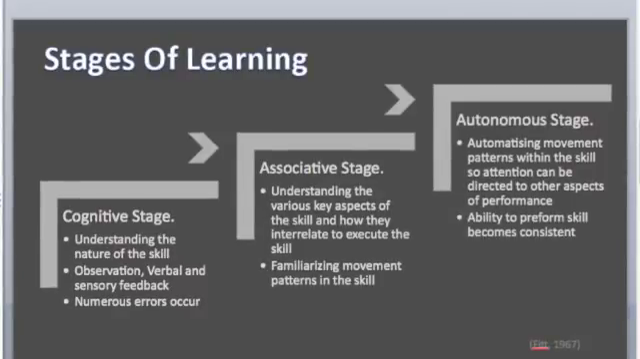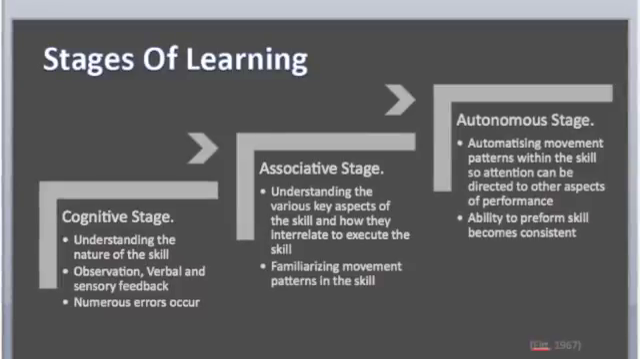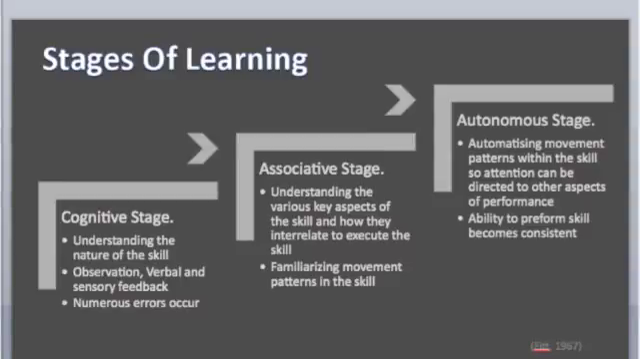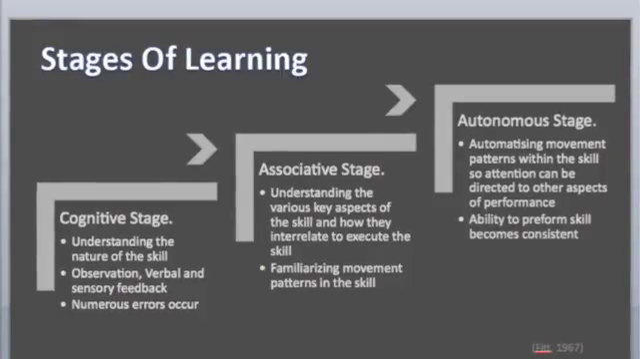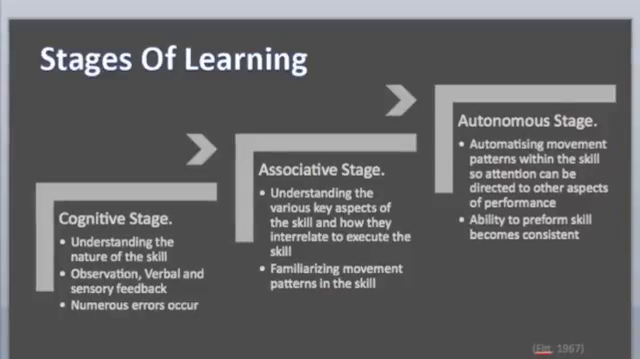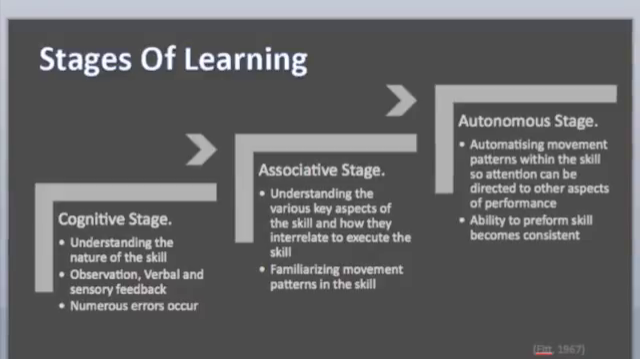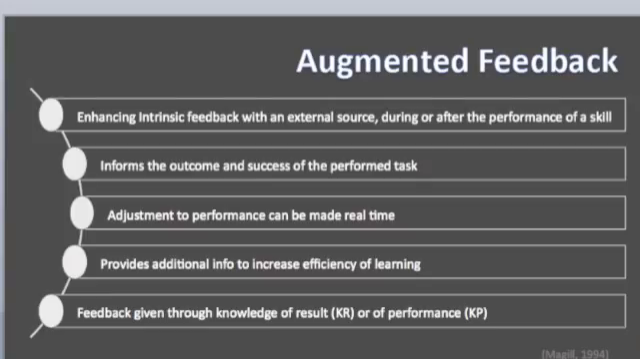The second stage is the associative stage. This is where the participant begins to understand the various key aspects of the skill and how they interrelate to execute the skill. The participant also begins to modify and adapt their movement patterns as the skill demands. The final stage is the autonomous stage. This is where the participant's movement patterns within the skill become automatic. Attention can be directed to other aspects of performance, and the ability to perform this skill becomes consistent.